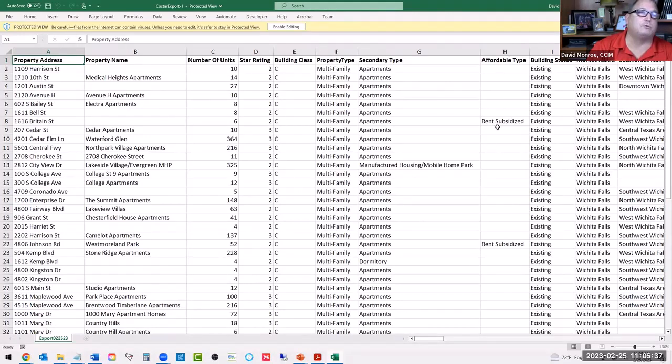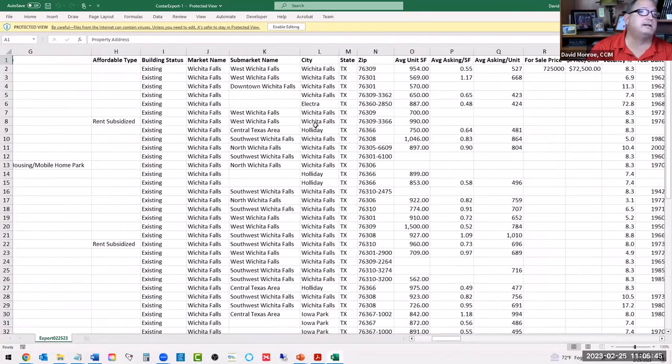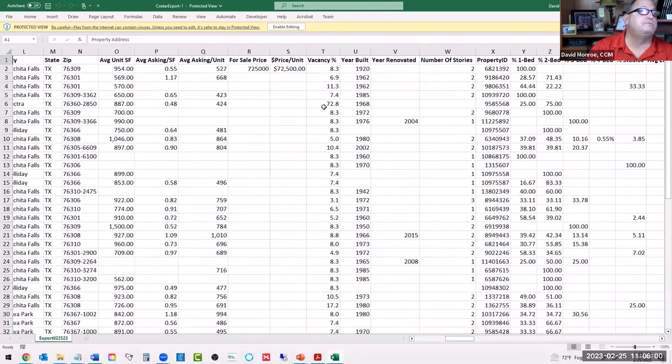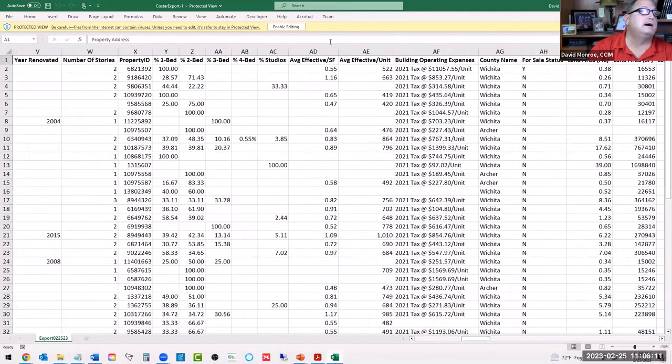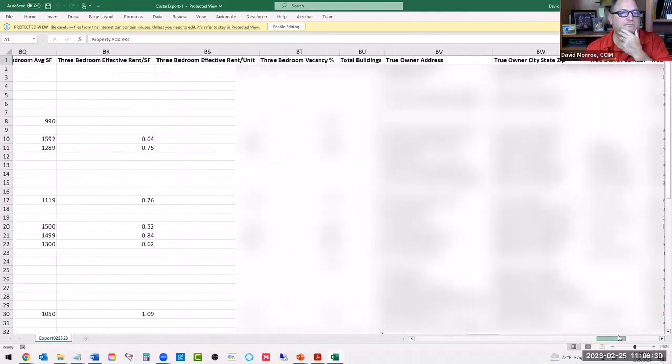Property type, secondary type, affordable, whether it's rent subsidized or not, building status, market, submarket, city, state, zip, average unit size, average square foot, average asking rent per unit, last time it sold, what the price is, what the price per unit was, vacancy, year built, year renovated, number of stories, property ID, how many 1 beds, 2 beds, 3 beds, 4 beds, studios, average effective rent per square foot, average effective price per square foot, building operating expenses, county, for sale status, land acreage, land square foot, and all the way across to ownership data.